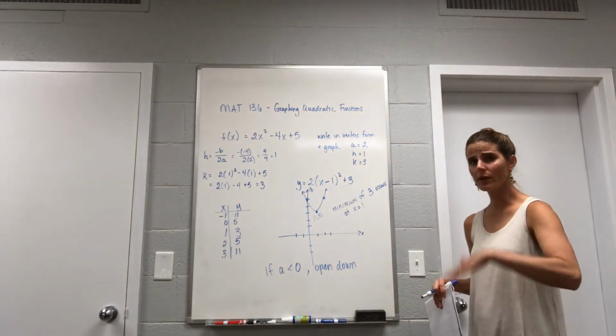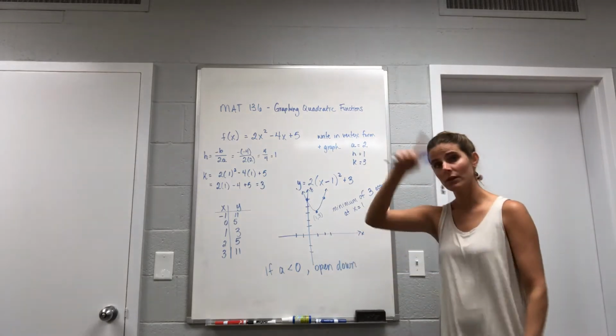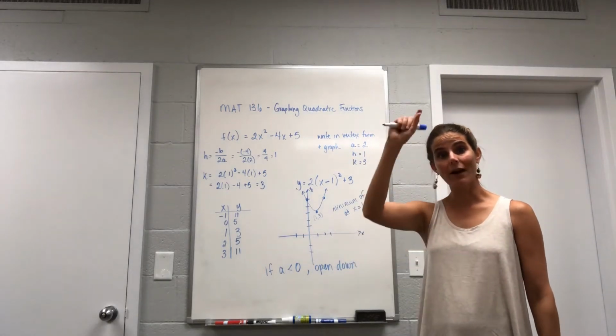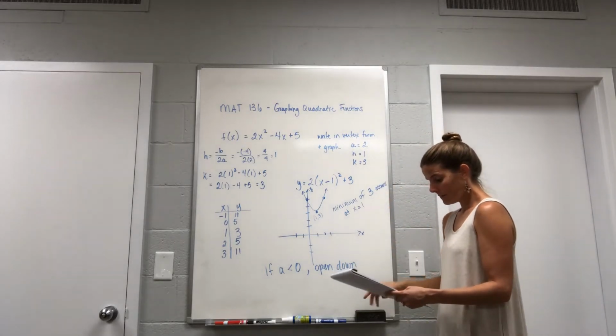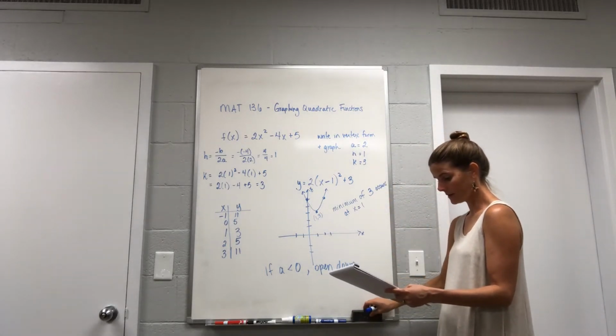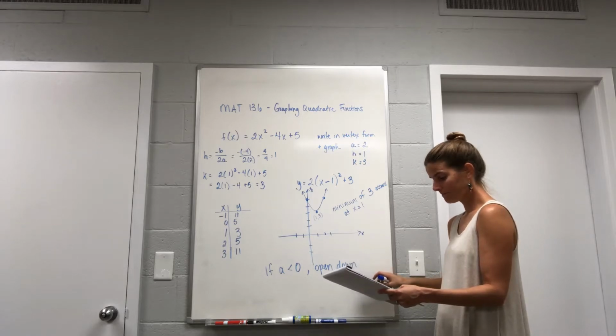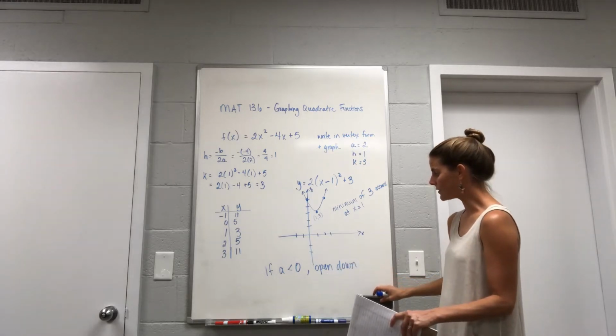So it's just the lowest point or the highest point. If it opens down like this, then it will have a maximum. The vertex will be a max. All right. We're going to also find the domain and range.